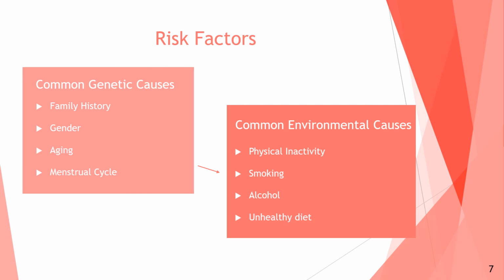Now some of the environmental factors which you can change would be physical inactivity. Research shows a link between exercising and a lower risk of breast cancer. Smoking causes a number of diseases and is linked to a higher risk of breast cancer in younger, premenopausal women. Alcohol use. Research consistently shows that drinking alcoholic beverages, such as beer, wine, and liquor, increases a woman's risk of breast cancer. And lastly, eating an unhealthy diet. Diet is thought to be at least partly responsible for at least 30 to 40% of all cancers.